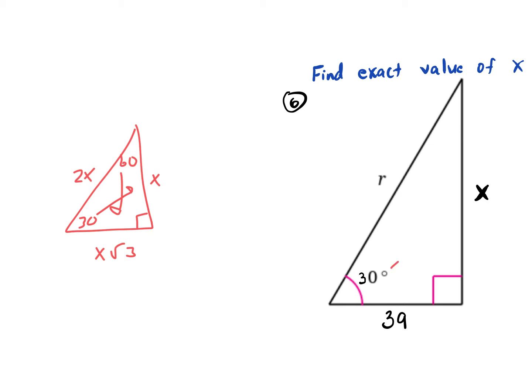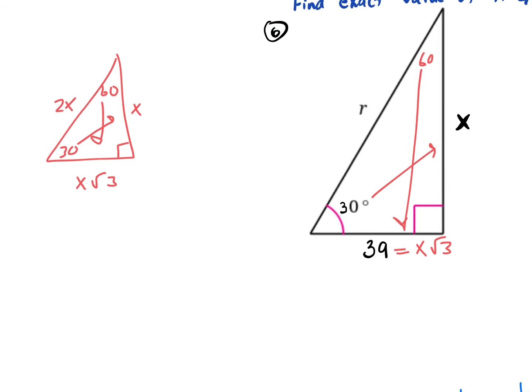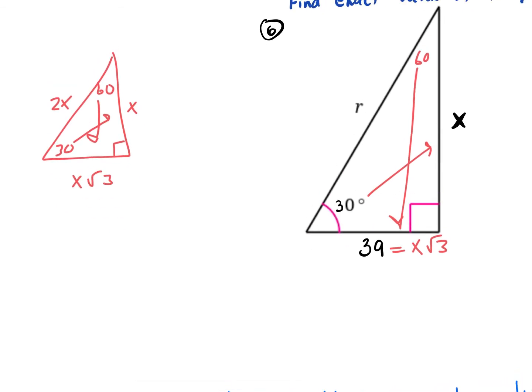So here it doesn't give us what's across from 30. So we have to find it. Across from 60 is 39. But 39 is our x square root 3. So how do I find what just x is?